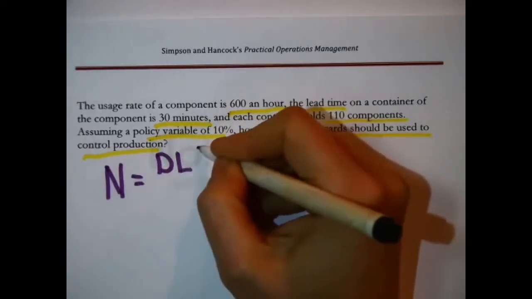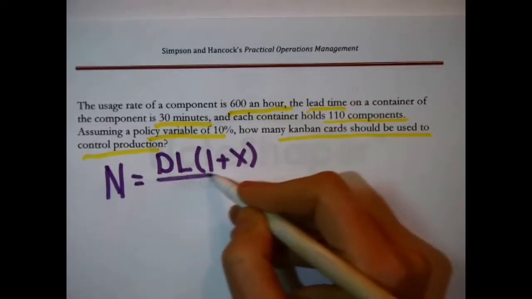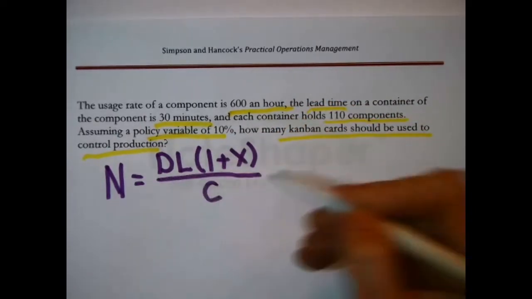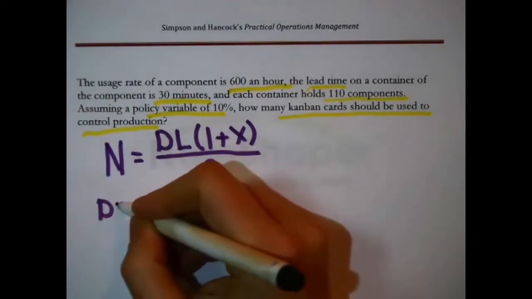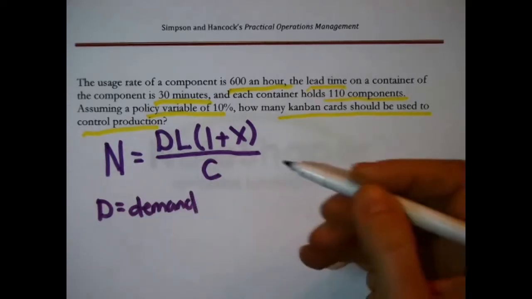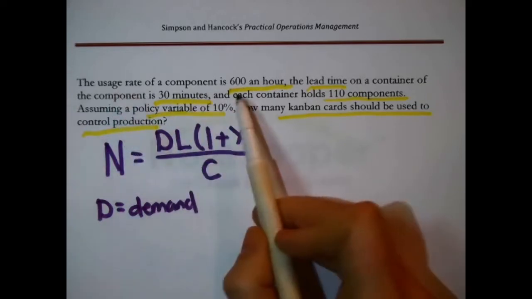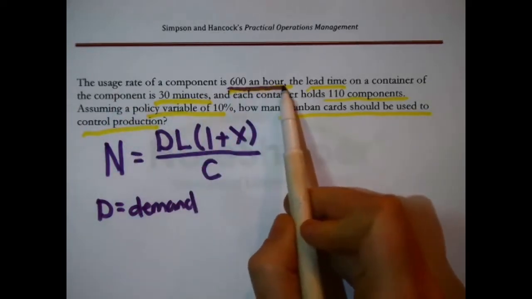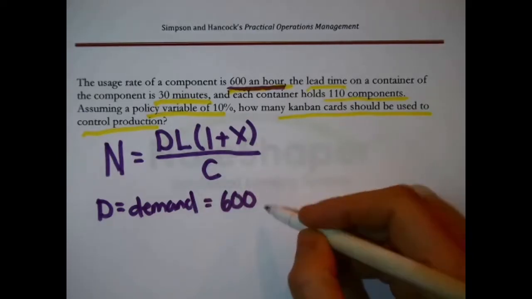D times L times 1 plus X divided by C. All right, now D is the demand rate of the component that we're planning for, and we saw that right there. Demand or usage, 600 an hour. So we found our first number for the formula.